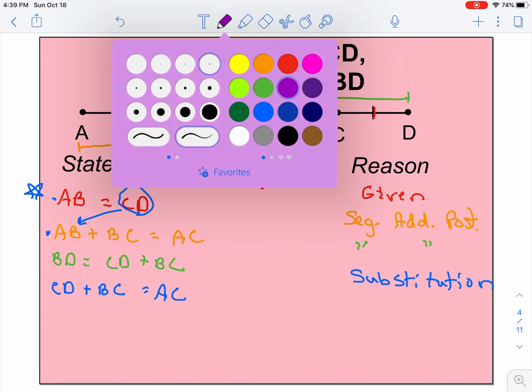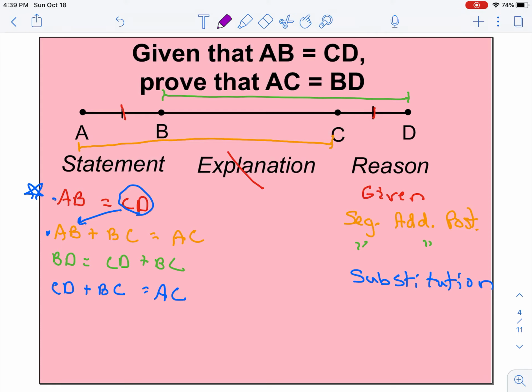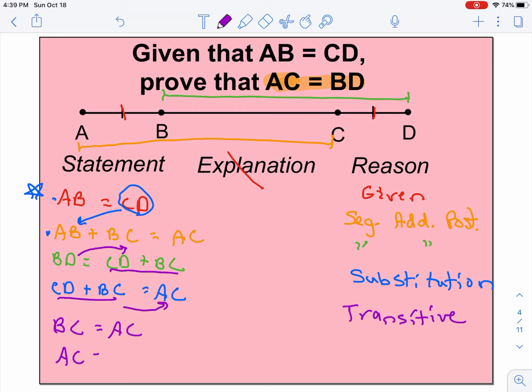And now we have an example again of the transitive property. If BD right here is equal to CD plus BC, and CD plus BC is equal to AC, then BD is equal to AC, and that is the transitive property, like a logic chain. It has to be in order. And last but not least, this is what we're trying to prove right here. We're not quite there, but if we just flip those around, we could say then that AC is equal to BD by the symmetric property.